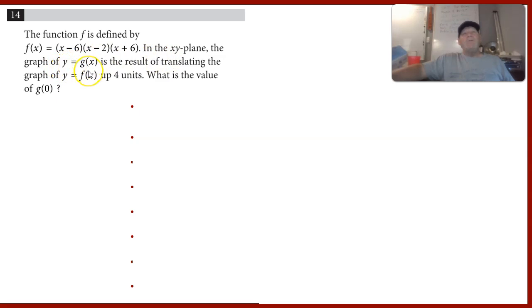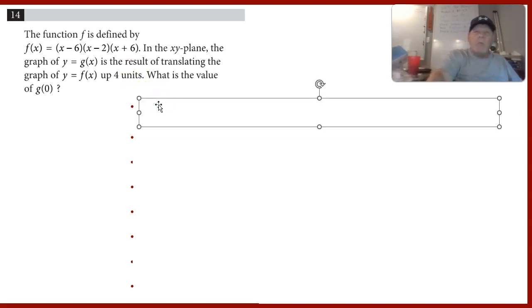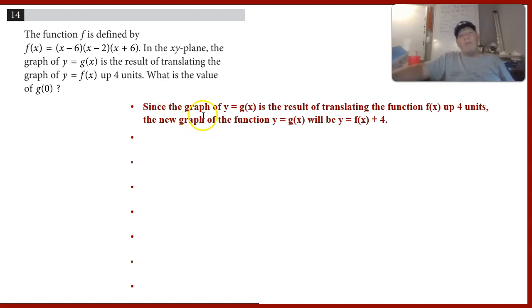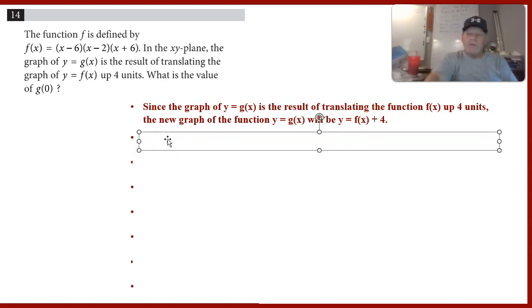The graph of y equals g of x is the result of translating the graph of y equals f of x up 4 units. So if you're graphing it, that graph would just move straight up every coordinate 4 units. But it wants to know what's the value of g of 0. Since the graph of y equals g of x is the result of translating it up 4 units, the new function y equals g of x is going to be y equals f of x plus 4. So you're just going to add 4 to it. That's all you're doing.